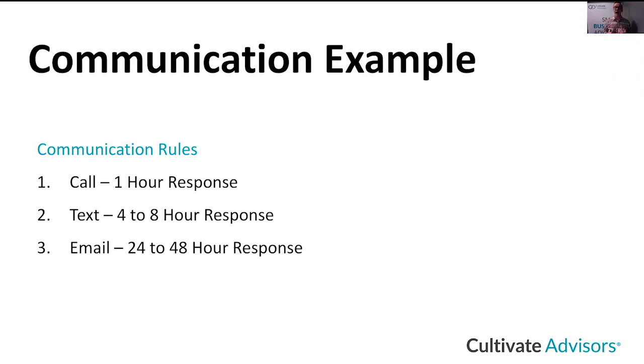And these are my rules. So you pick your rules. Everybody's different. But just to give you an example how simple my communication system is that's documented that I give to every person I work with. You call me if you need a 1-hour response, because then it must be an emergency. You need something within an hour. You text me if it's a 4 to 8 hour response, and you email me if it's a 24 to 48 hour response needed.